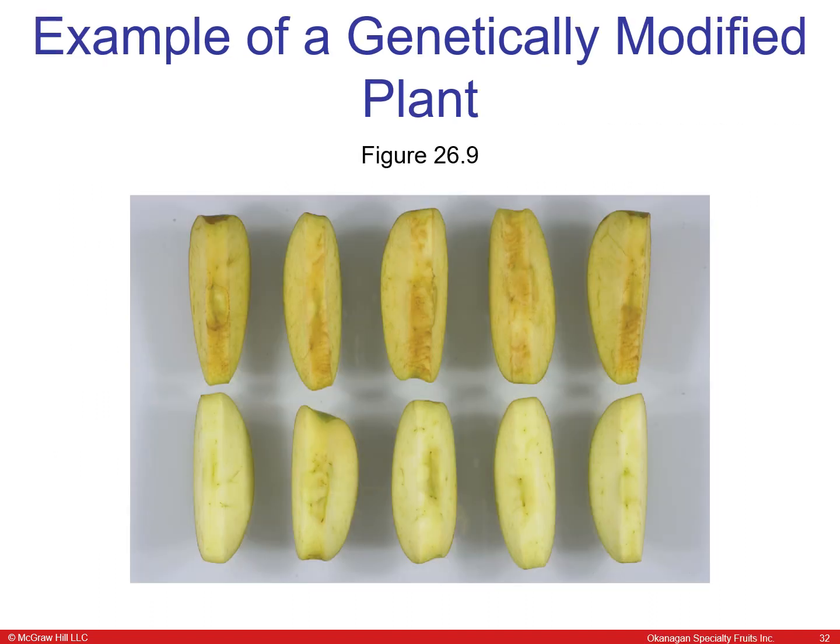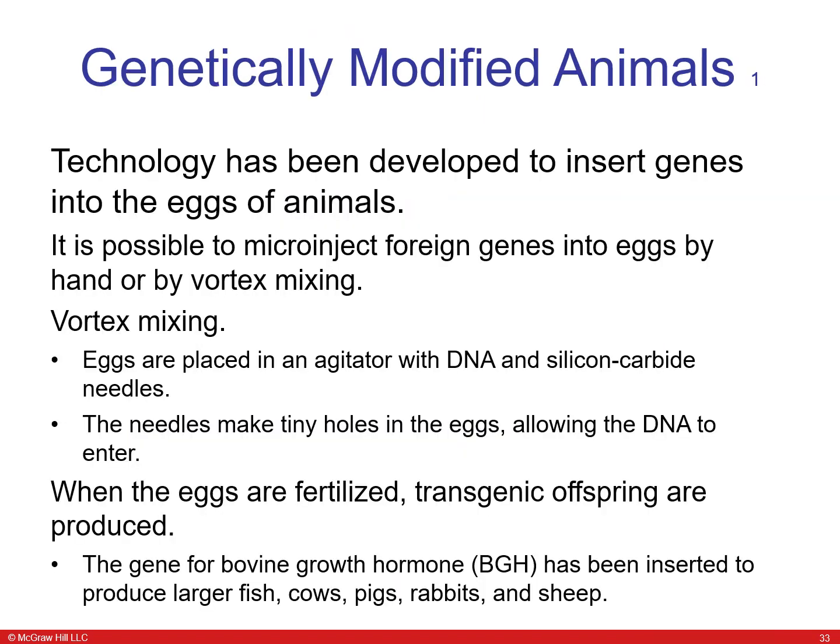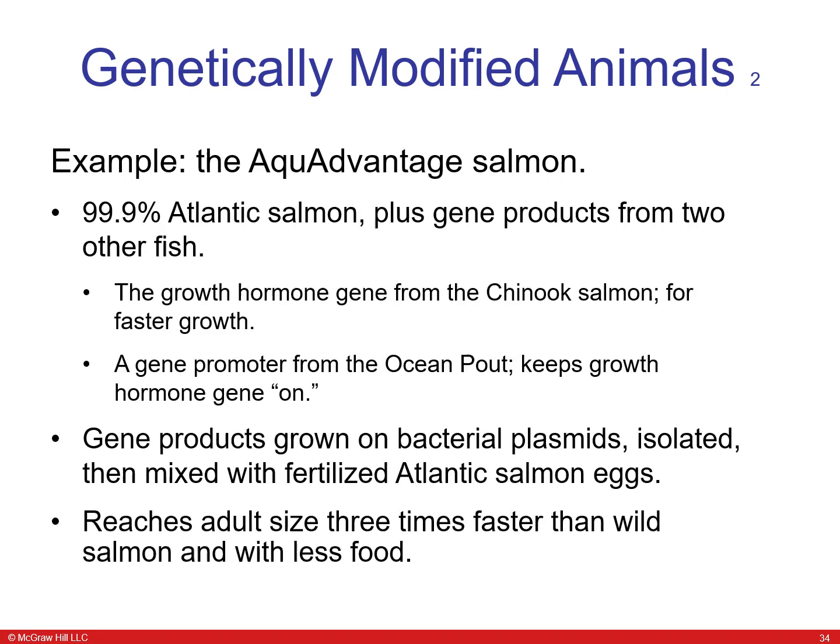Here's a GMO apple on the bottom. It doesn't turn brown as quickly as the normal non-GMO apple on top. We also have GMO animals. This is technology where we microinject eggs, and then when the eggs are fertilized, we have transgenic offspring. Bovine growth hormone, BGH, has been inserted to produce larger fish, cows, pigs, rabbits, and sheep. We have the AquAdvantage salmon.